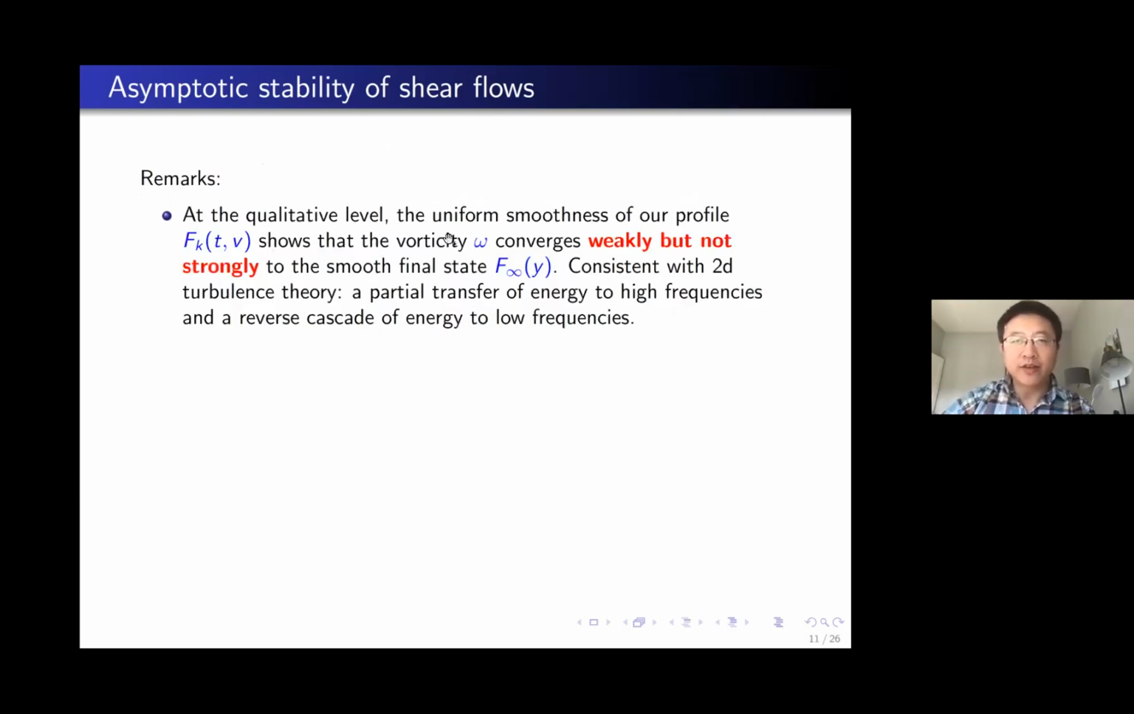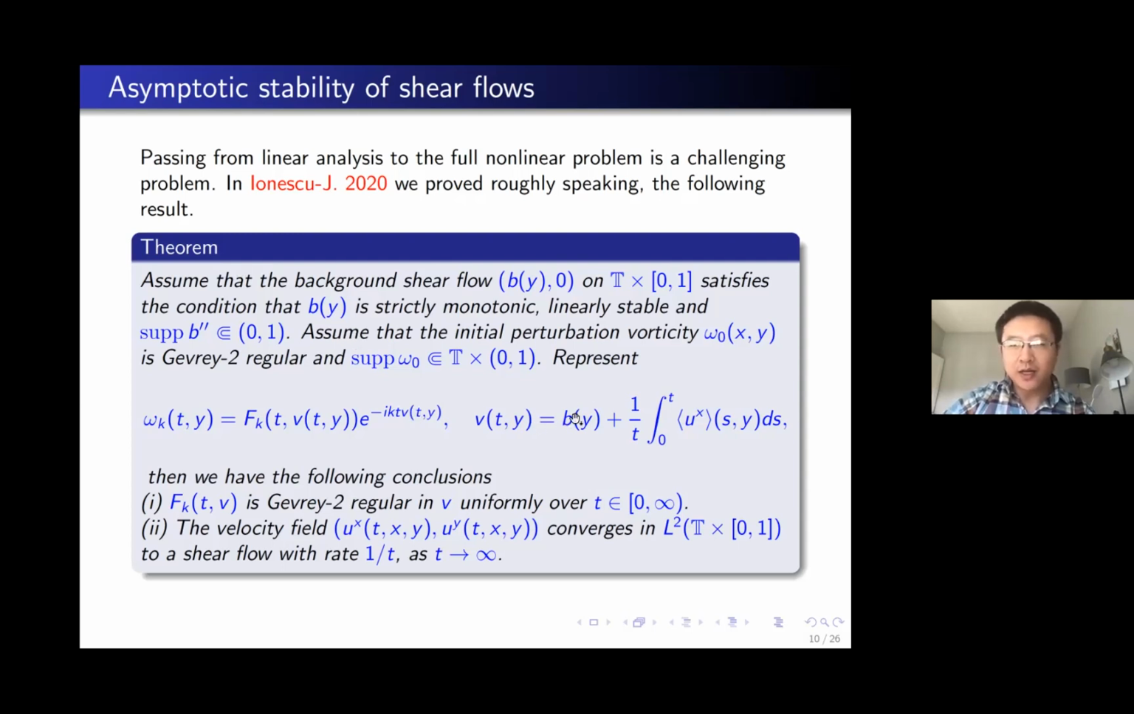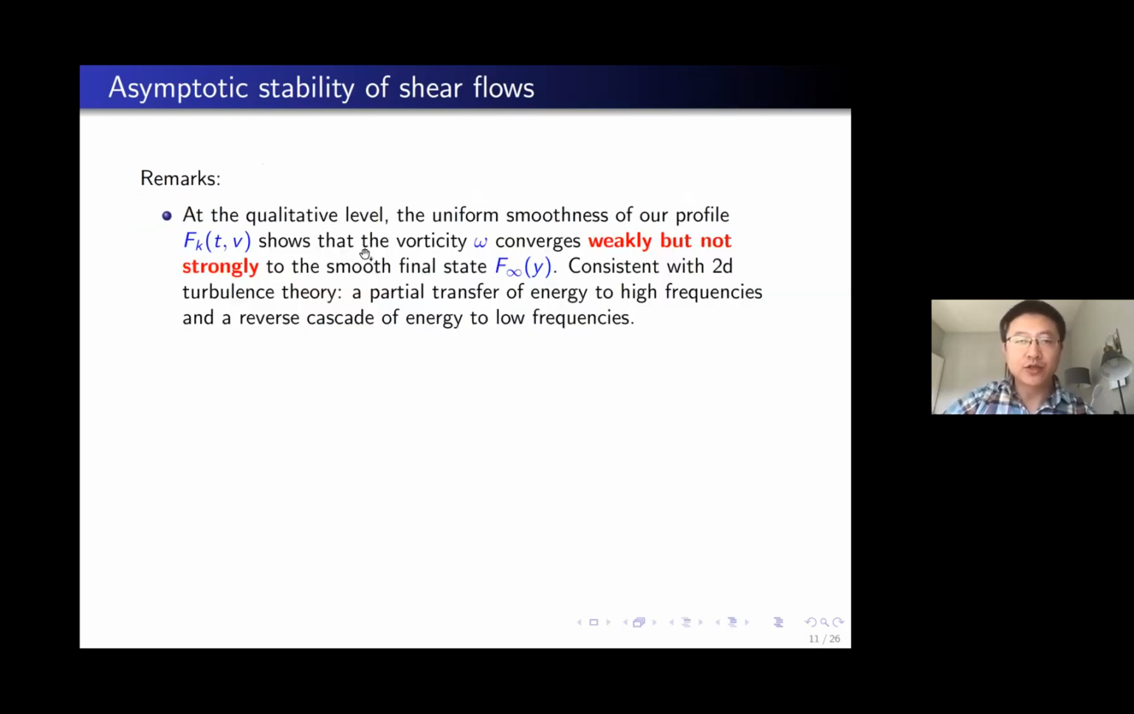So at the qualitative level, this uniform smoothness of the profile, together with the monotonicity of B, shows that the vorticity for the 2D Euler in the neighborhood of a stable shear flow converges weakly but not strongly to a smooth final state. This is one of the most attractive conclusions for me, because you start with very smooth data, you perturb it with very smooth data, and then you converge to very smooth data. But the process of convergence is extremely violent. You have weak but not strong convergence.